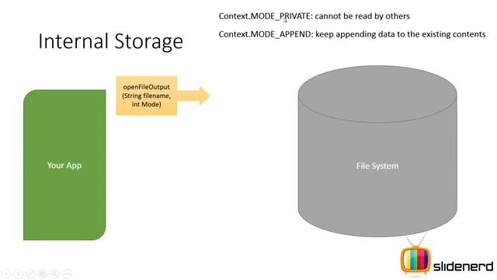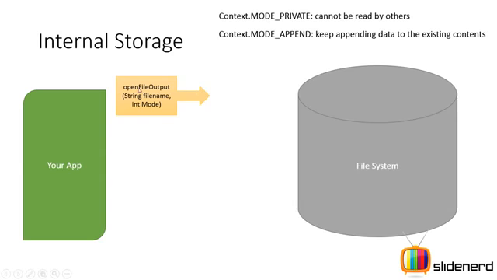Now like I mentioned, the mode can be private, which means it cannot be read by others, or the mode can be append, which means keep adding data to the existing contents. Now remember, by default when you say MODE_PRIVATE, every time you try to commit a new write to the file, it will actually override whatever was there already. Which means if I already had the text dog inside and I try to put cat inside, the dog will be erased and then cat will be put. But if you say MODE_APPEND, there will be dog and after that there will be cat. So you guys can clearly understand the difference between both.